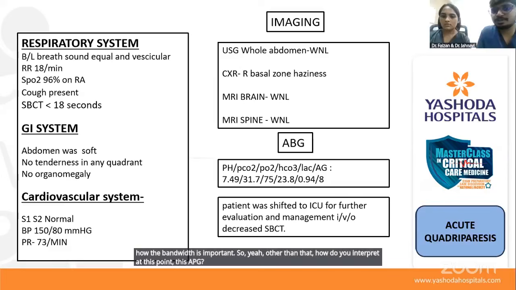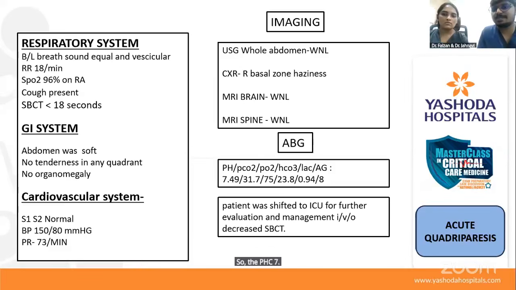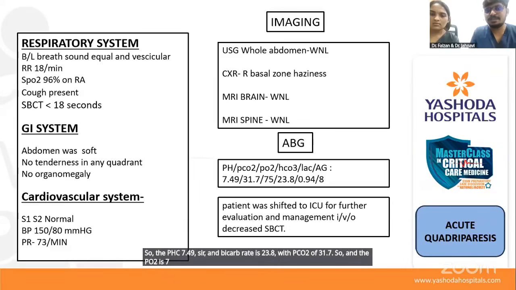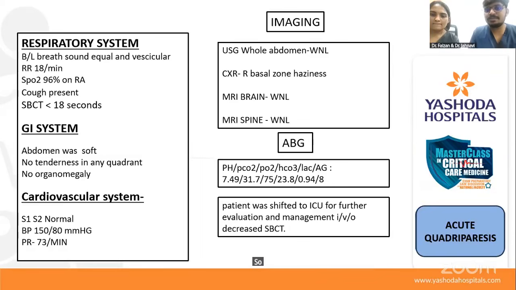So yeah, other than that, how do you interpret this ABG at this point? So the pH is 7.49, sir, and bicarbonate is 23.8 with PCO2 of 31.7. And PO2 is 75, sir. So there is a respiratory alkalosis, primarily respiratory alkalosis, sir.